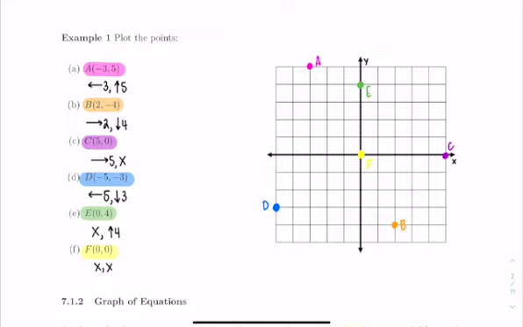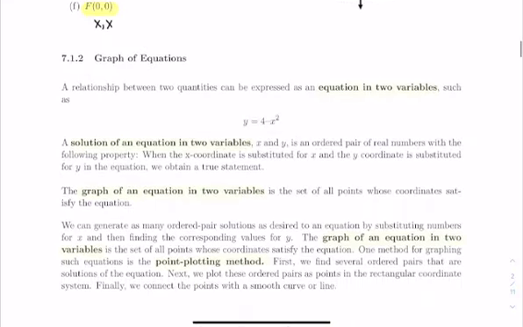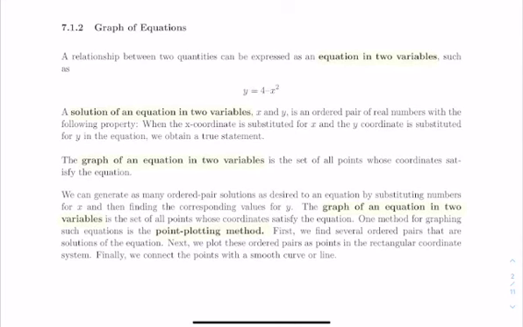A relationship between two quantities can be expressed as an equation in 2 variables, such as y equals 4 minus x squared. A solution of an equation in 2 variables, x and y, is an ordered pair of real numbers with the following property. When the x-coordinate is substituted for x and the y-coordinate is substituted for y in the equation, we obtain a true statement. The graph of an equation in 2 variables is the set of all points whose coordinates satisfy the equation.